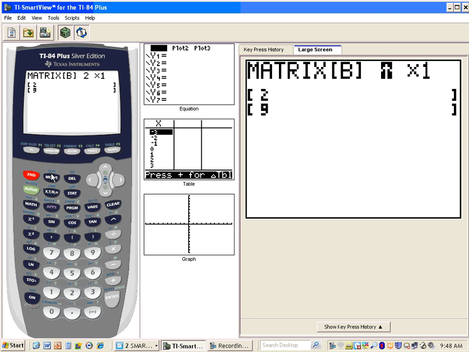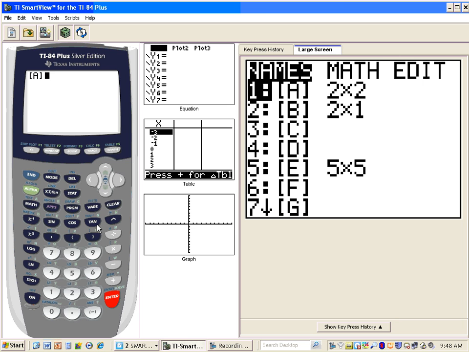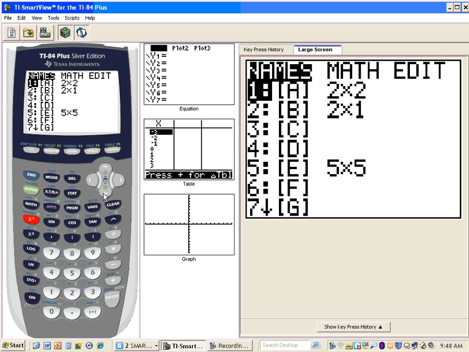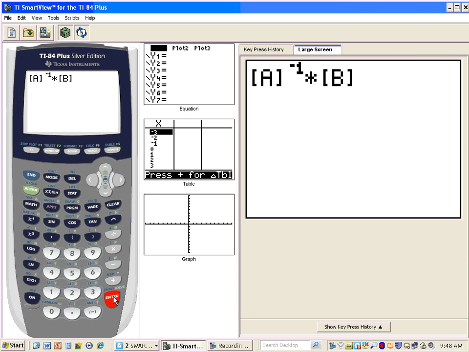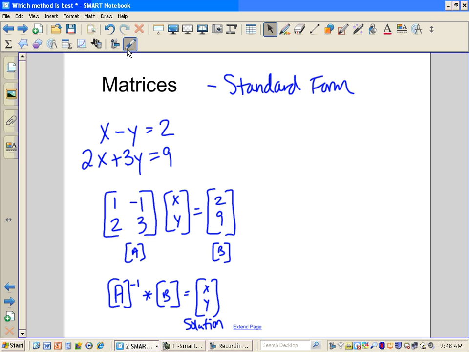So that looks good, so I can go quit. I'm going to pull up matrix A to the negative 1 power times matrix B and hit enter, and I get a solution of 3 and 1. So I'll bring that back to my page, and I have a solution that is 3, 1. That's my solution. Okay, and again, I could check that verbally if I need to.